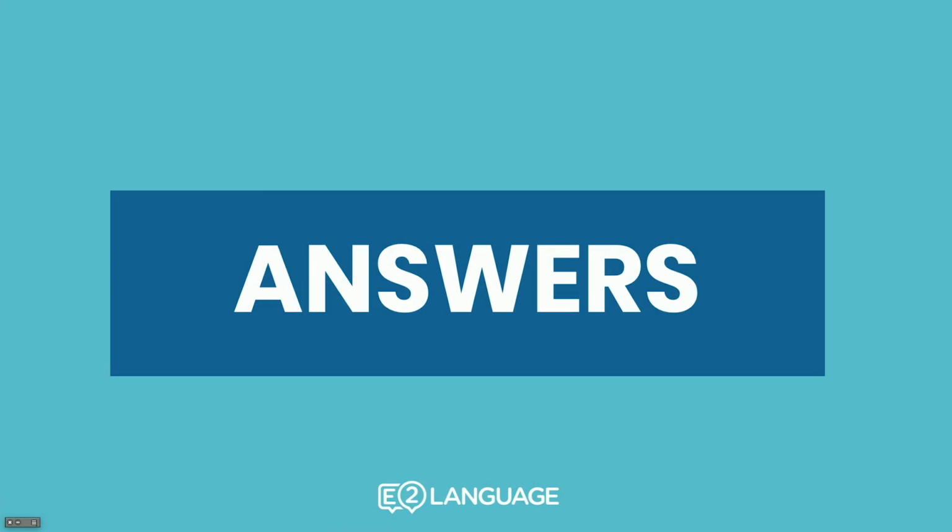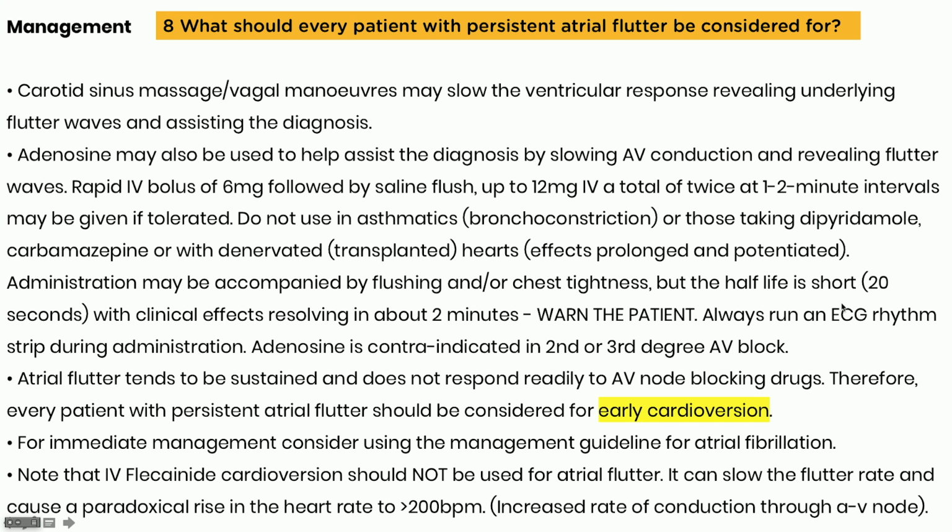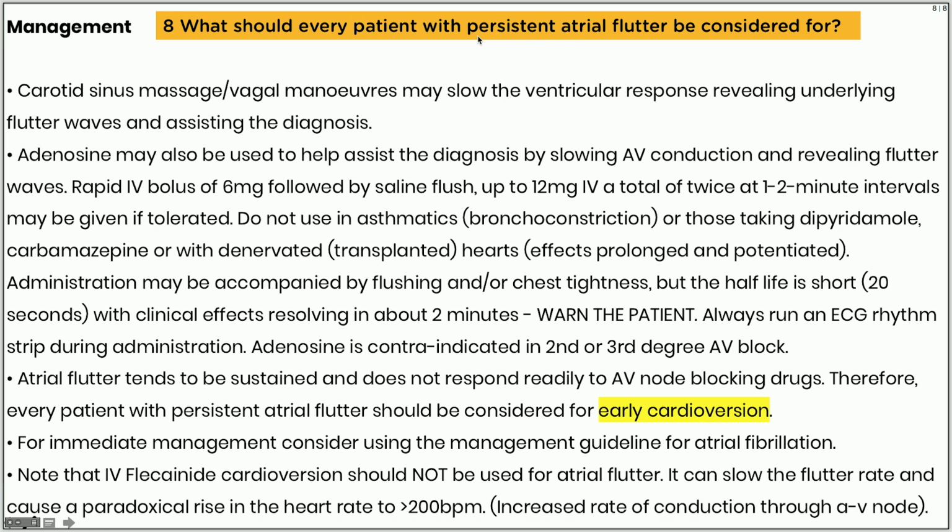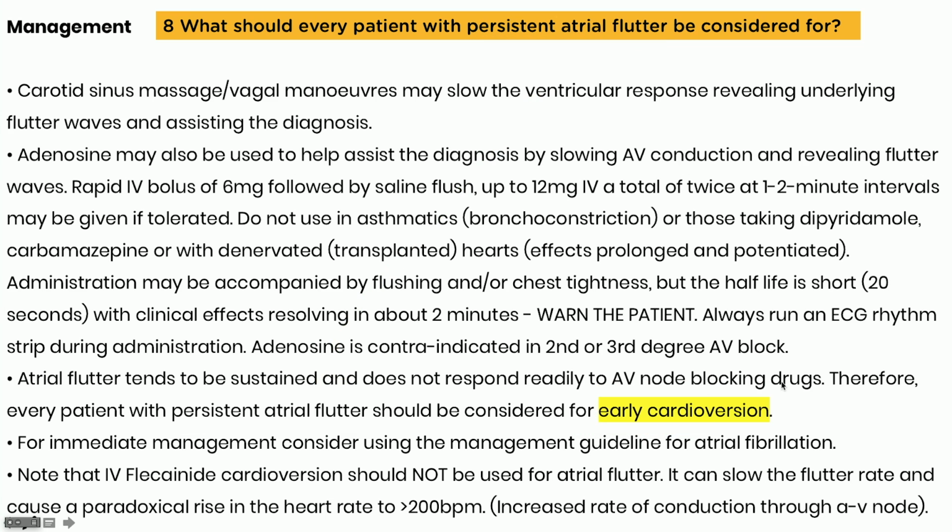All right, let's have a look at the answers here. So, number 8, what should every patient with persistent atrial flutter be considered for? The answer there, early cardioversion. That is the correct answer. It actually uses the same language there, should be considered for early cardioversion. Now, the keyword that you would have used to search would have been this one here. So in the question, you would have looked for persistent atrial flutter, and here you can see persistent atrial flutter as well. That was how you would identify where to read, and then this is the specific part that you would use for the answer.